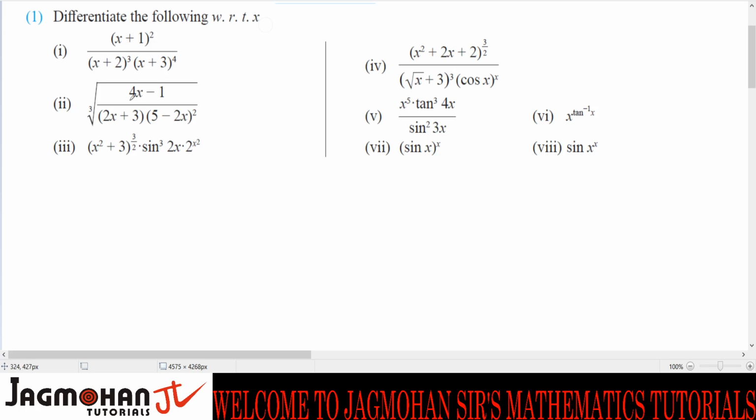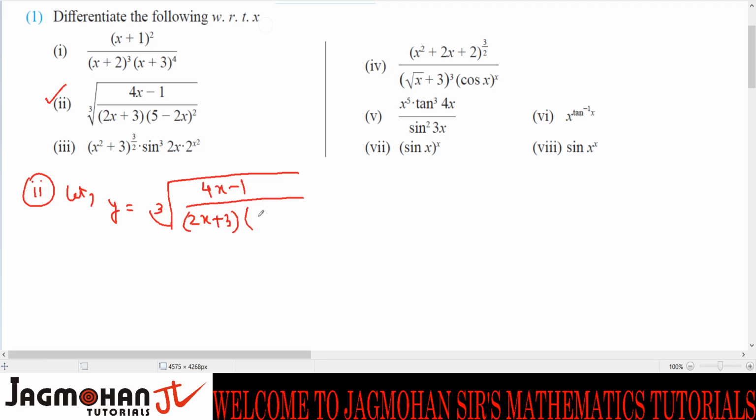To begin with, I take question number 2. Let me write, I take this as y. So I write here, let y equals cube root of (4x minus 1) over (2x plus 3) multiplied with (5 minus 2x) the whole square.